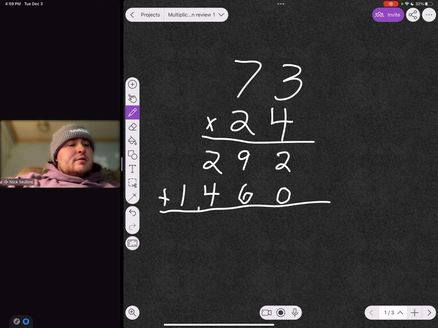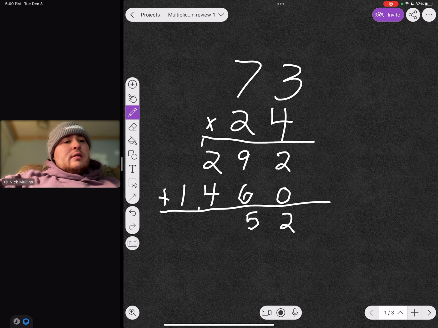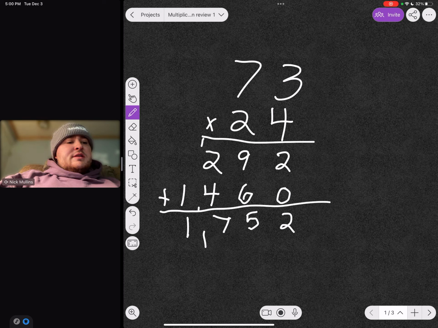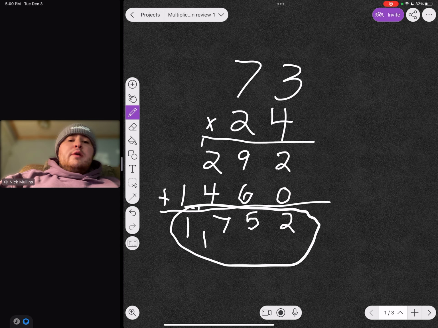So 2 plus 0 is 2. 9 plus 6 gives me 15. Regroup. Sometimes you'll have to regroup in the addition. So I carried my 1. 1 plus 2 gives me 3. 3 plus 4 gives me 7. And then nothing plus 1 is still 1. So 1,752 is my final answer, or my product.